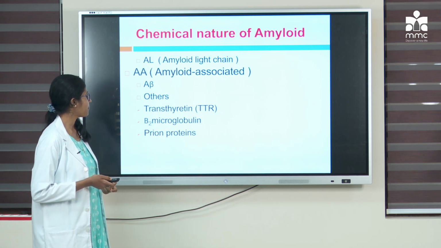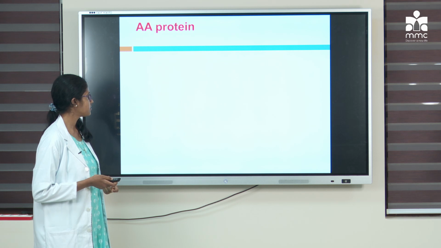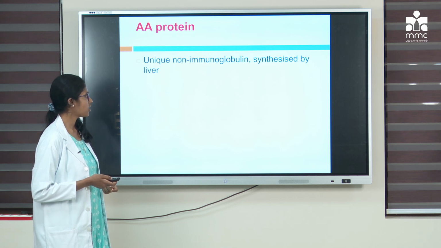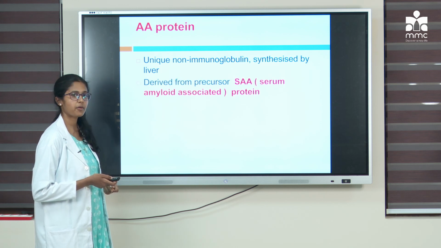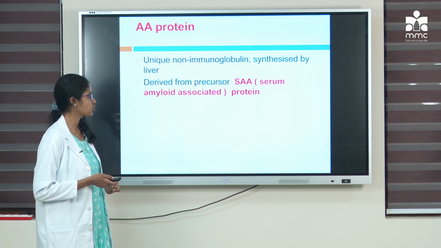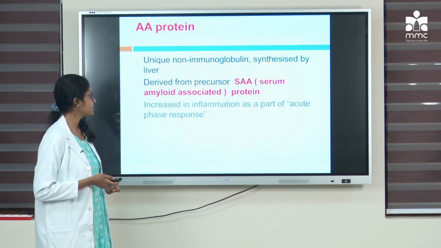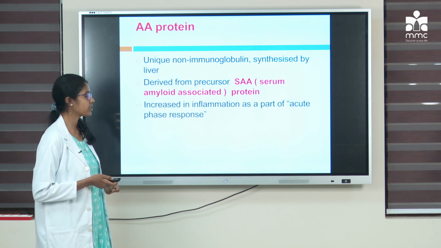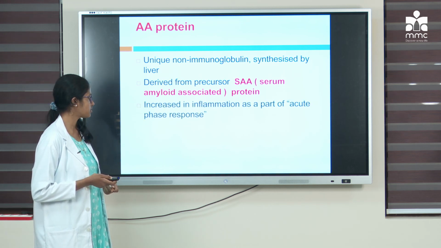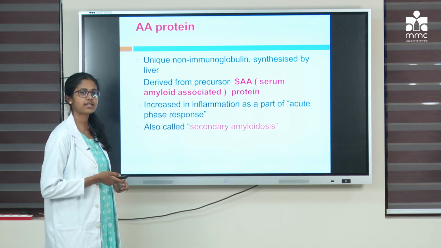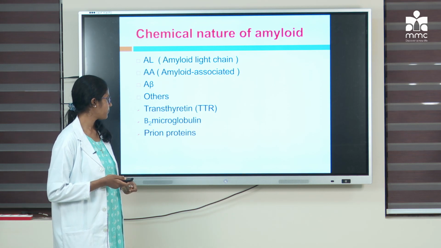Coming to AA, amyloid associated, it is a unique non-immunoglobulin protein synthesized by the liver and it is derived from the precursor serum amyloid associated protein, which is increased in inflammation as a part of acute phase response. It is also called secondary amyloidosis.